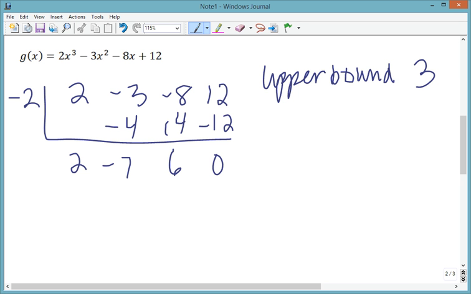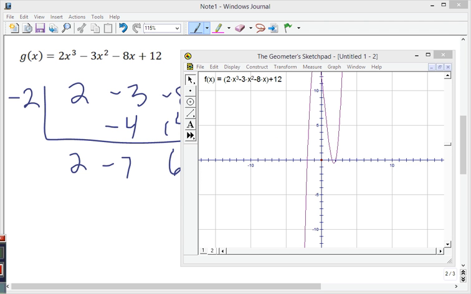So this is a 0, right? -2 is a 0, and it is also a lower bound. Okay, so that means there's nothing below it, right? There's nothing below it that would be a 0. So we found 1 zero, but there's nothing below it. Here's a graph of that function, so you can see what we're finding here.